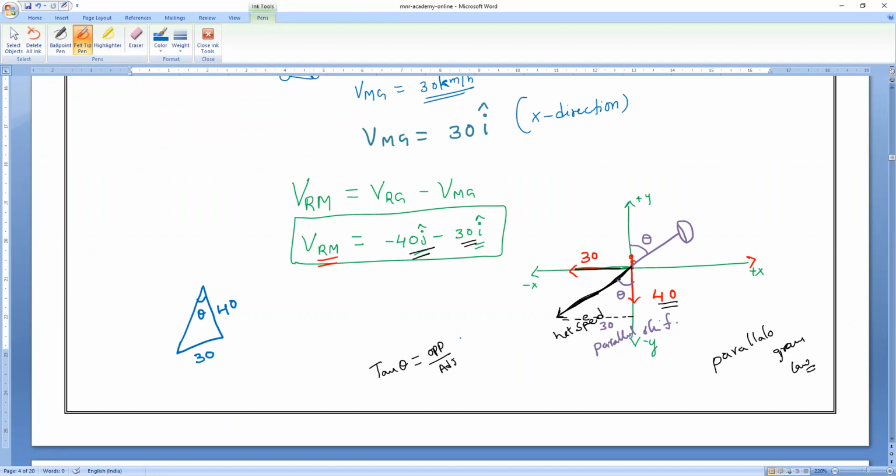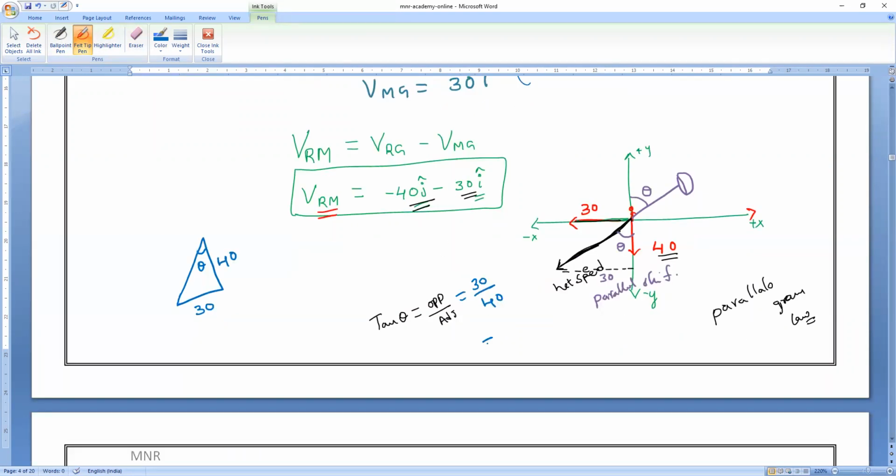Opposite by adjacent side. What is that, everybody? Opposite is 30 and adjacent is 40. So how much is it? 30 by 40, which is equal to what, guys? 3 by 4. Clear?